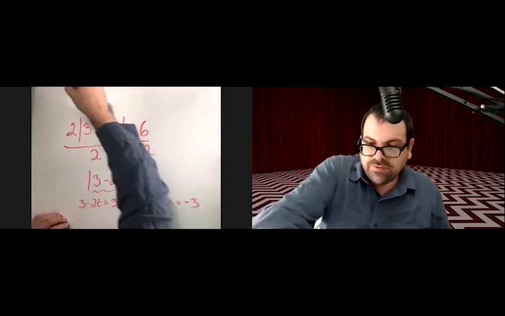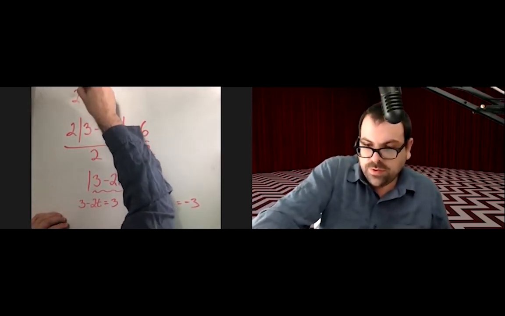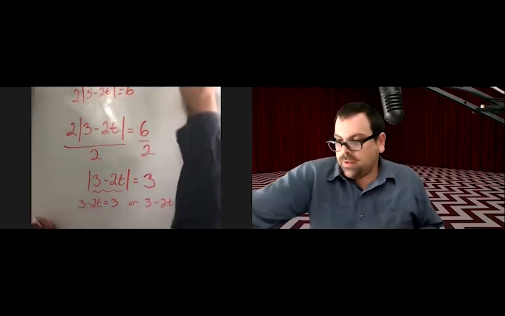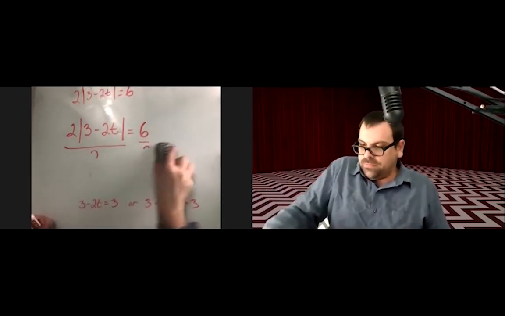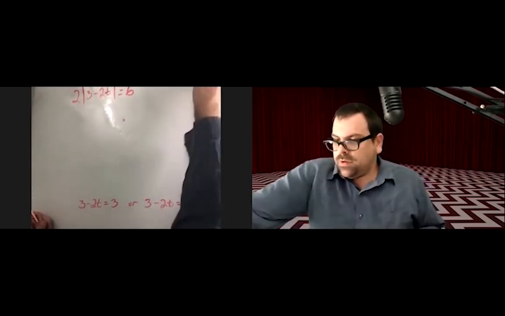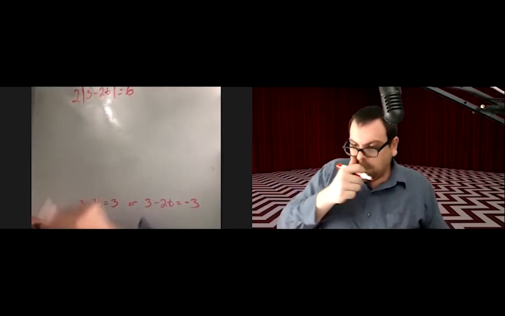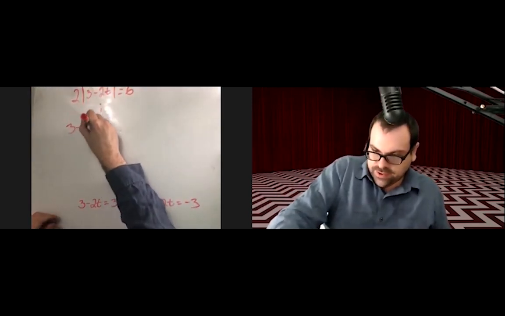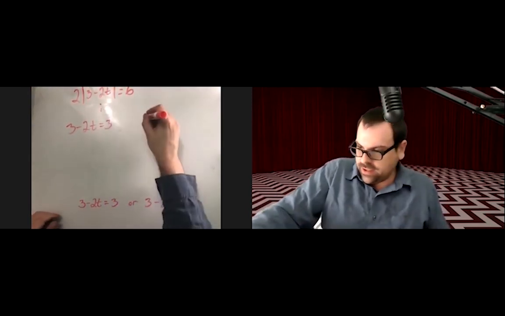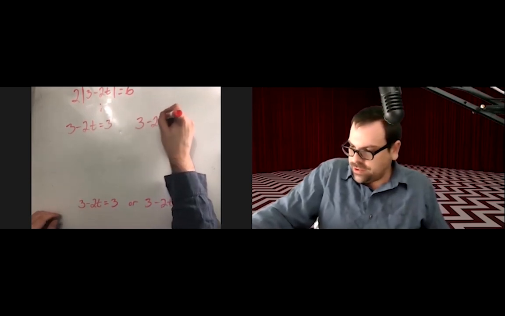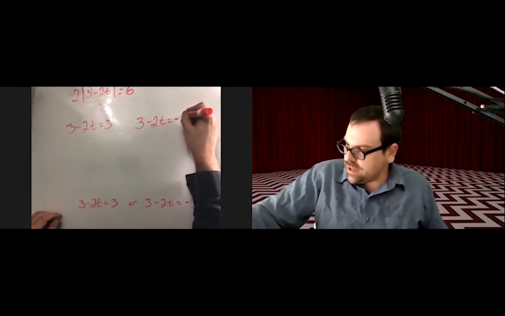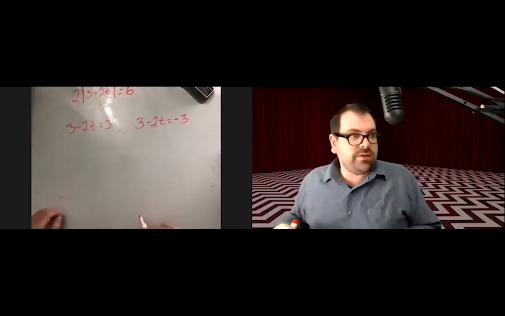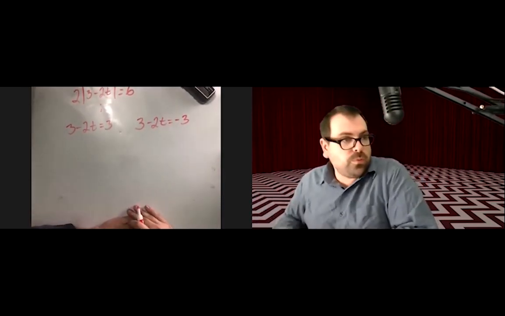I'm going to give myself more room. That was our original problem. And we have worked it down to 3 minus 2t equals 3, and 3 minus 2t equals -3. So I'm just copying that stuff, giving us more room to work.